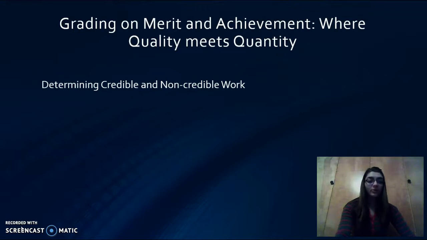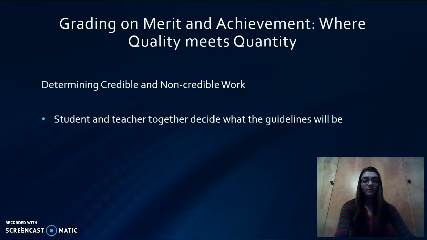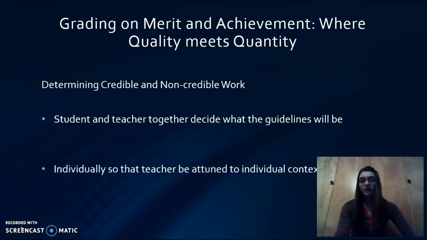Determining credible and non-credible work. This is something every teacher has to think about because we have to give a grade at the end of the year. So credibility is determined by the teacher and the student together. This is done individually so the teacher can be attuned to the individual context and not just give blanket grading to all of the students. This puts the student on the same side as the teacher, and both can evaluate the work. But before embarking on a project, the teacher and student can assign tests and measures so that the student can achieve something, and there is some kind of structure.